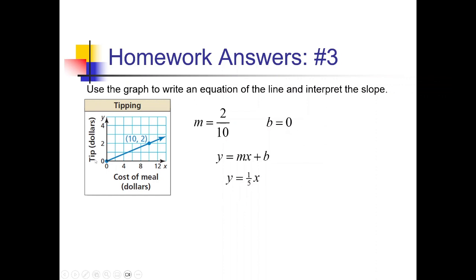The vertical units here are dollars, that's our tip dollars. The x values are the cost of the meal. So this is talking about how the dollars of the tips are changing as the cost of the meal changes. This is saying that our tip is going up by 1/5 of a dollar, or 20 cents, for every dollar increase in the meal. And that makes sense if it's like a 20% tip, which sounds pretty typical.